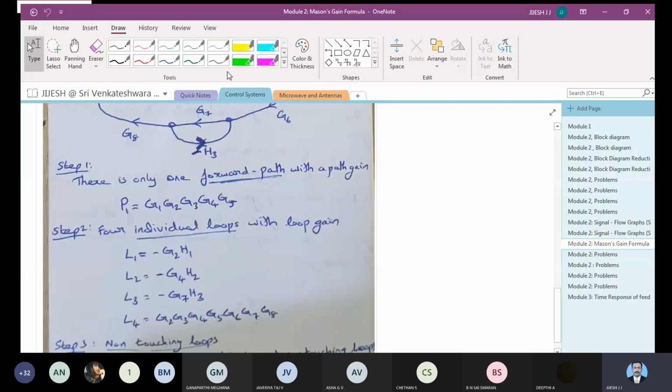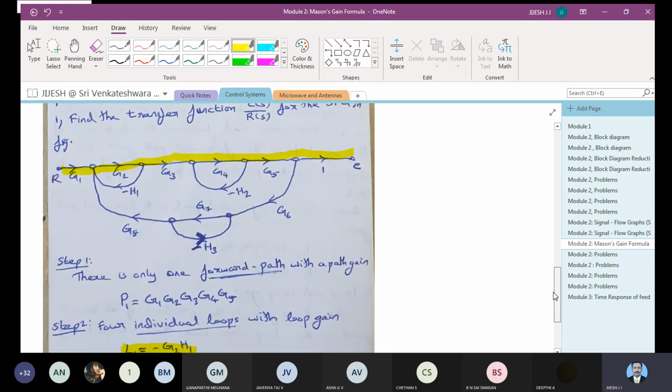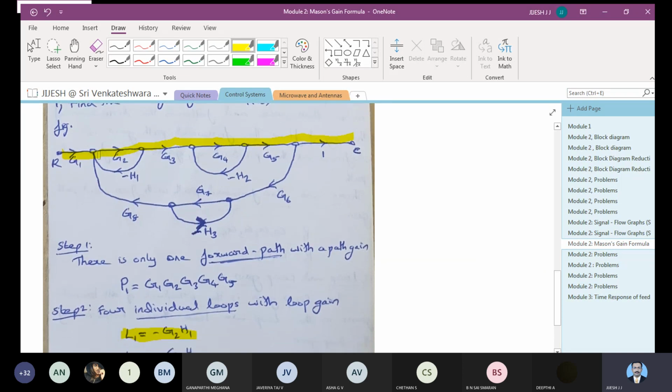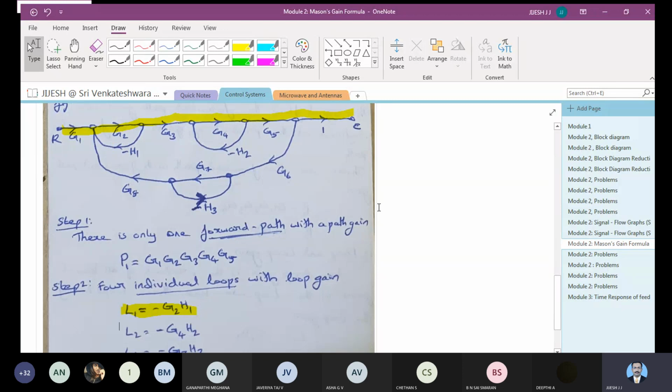Okay, I take L1 with my L1 loop, which are all non-touching loops with this L1. L1 and L2 is non-touching. Yes, sir. So like that you should tell. So L1 is this one, so it is not touching with L2. This is L1 and this is L2. Where is it touching with each other? It's not touching. So L1 and L2 are non-touching loops.